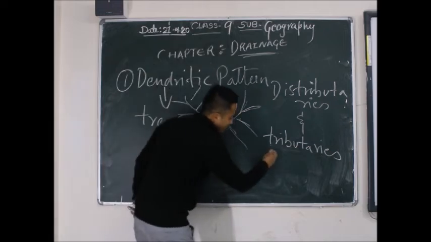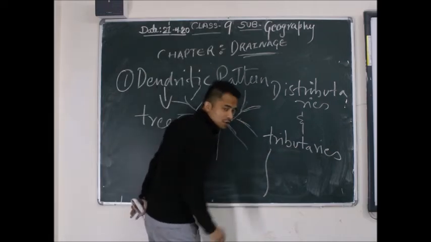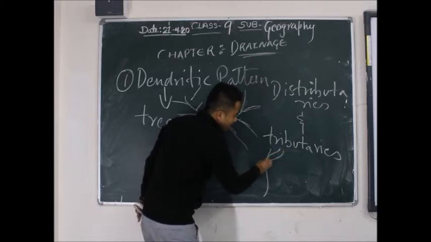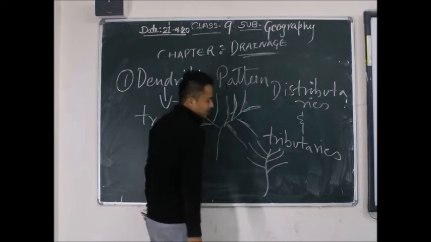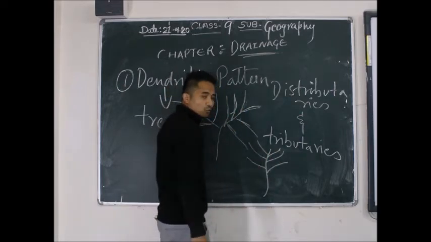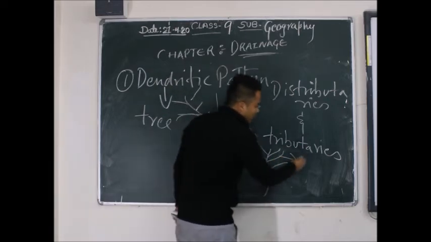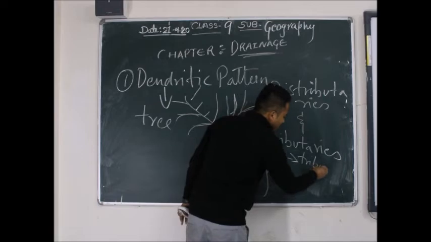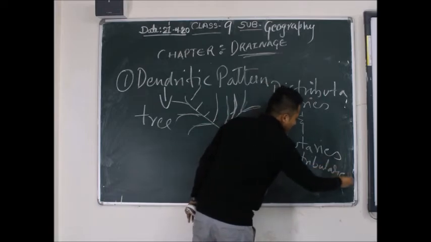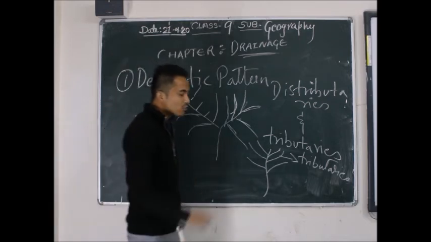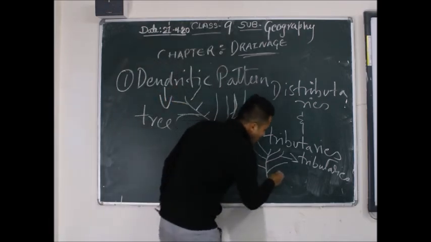When the small streams join the river, or when the small streams move inward towards the river, these small streams or rivers are known as tributaries. Okay. Tributaries occur in two manners. There are two types of patterns of tributaries.